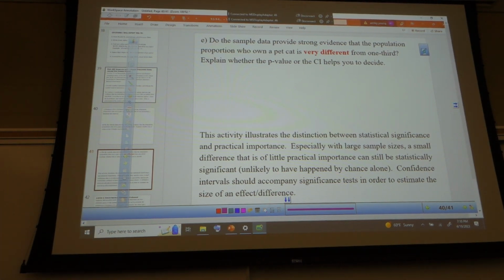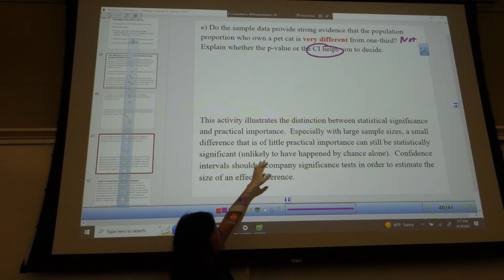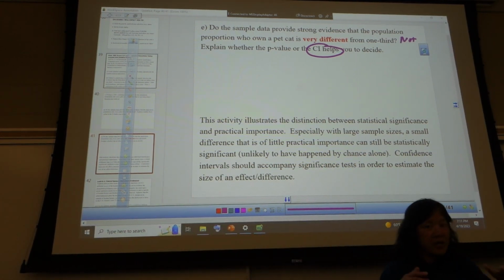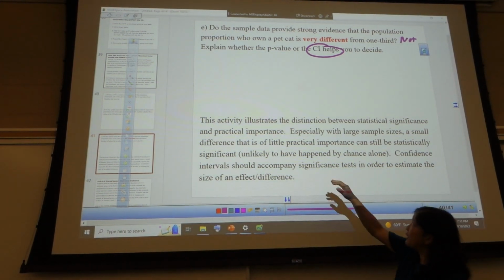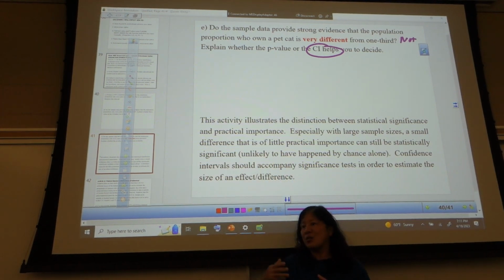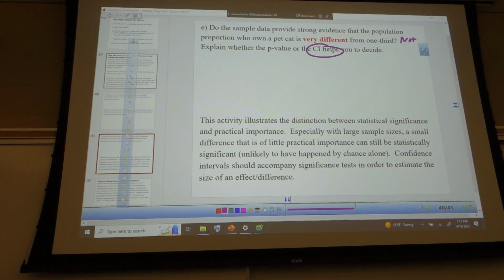What helps you decide that? Was it the p-value or the confidence interval that helped you decide that? The confidence interval. So it's not that different. So this illustrates the difference between statistical significance, in other words, we had a lot of evidence that it was not 1/3, and practical difference. That's when you look at your confidence interval versus what you actually got. And practically, it's not that different. Right. I also emphasize the fact that confidence intervals give you a sense of what the actual numbers are.